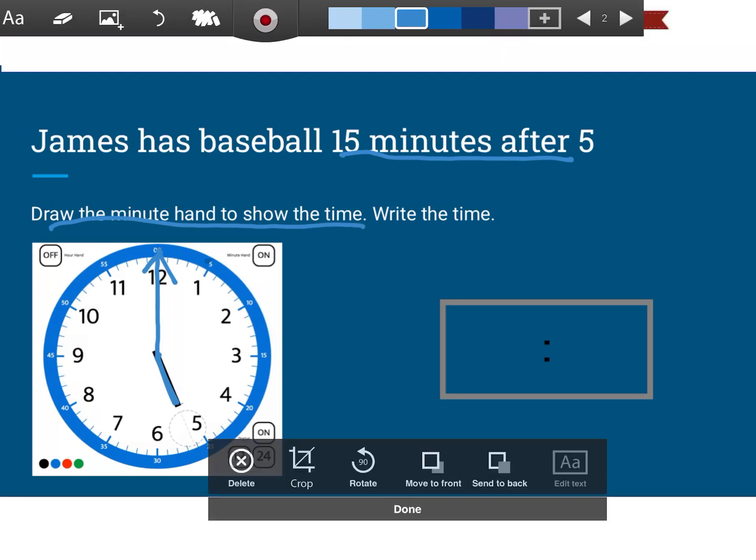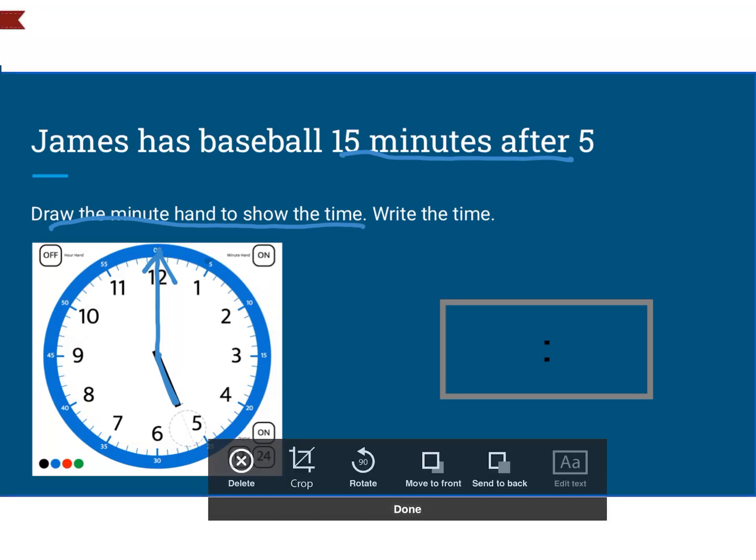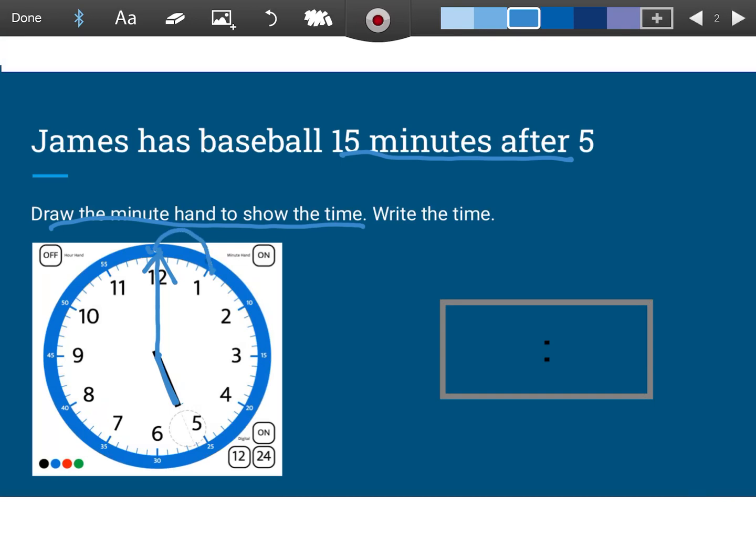So then we're going to look at this minute hand, and if we wanted to show 15 minutes, we would have to start here and say 5, 10, 15. This would be 15 minutes after 5. So this is how we would show 5:15 on the clock, and this is just another way to say 5:15 or 15 minutes after 5.